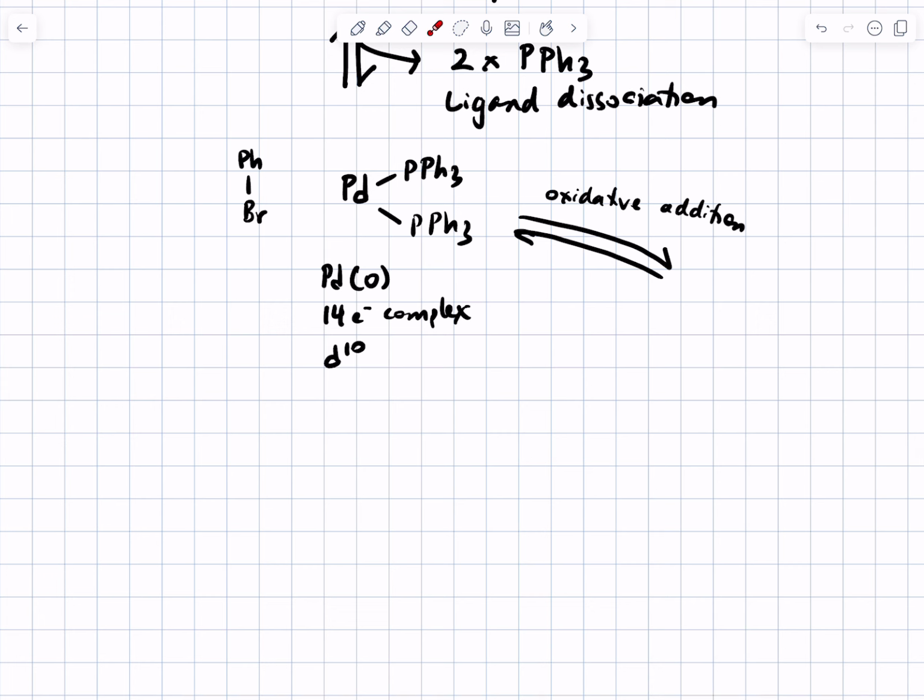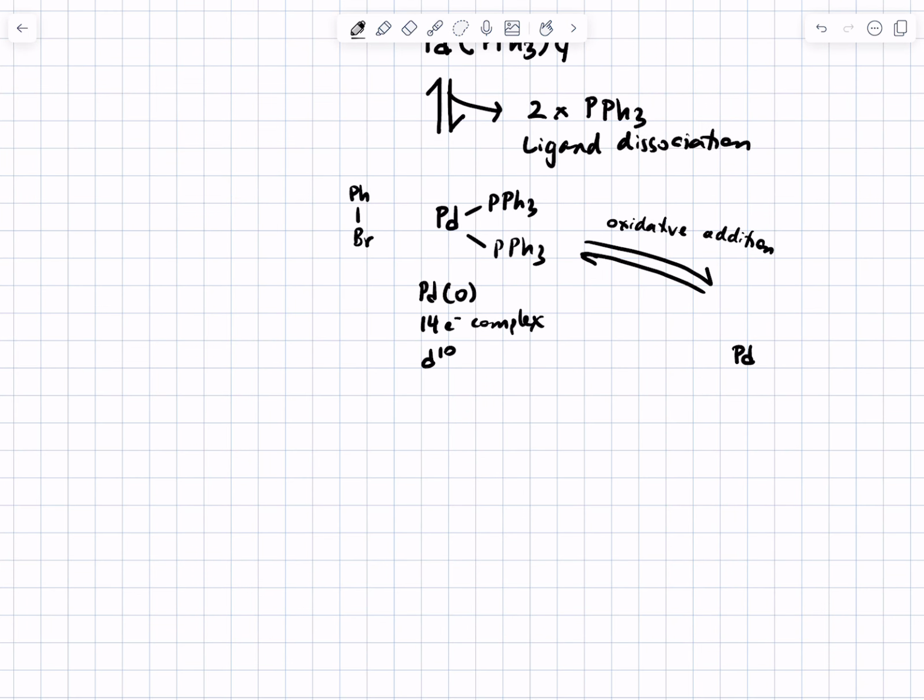I'm not going to bother pushing arrows because you've seen this before. I'm simply going to draw the complex that forms at this point. All right, so in the new complex, you have palladium, again, with 2 triphenylphosphine ligands. Then you have a new phenyl, let's put the bromo here and the phenyl group there. Again, the complex is neutral.